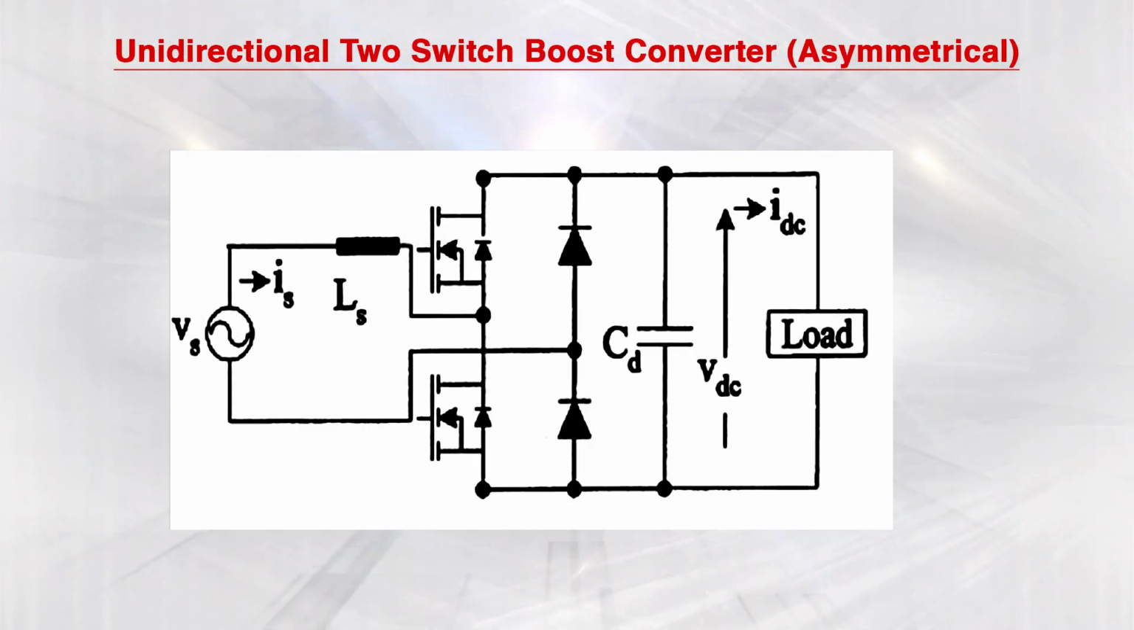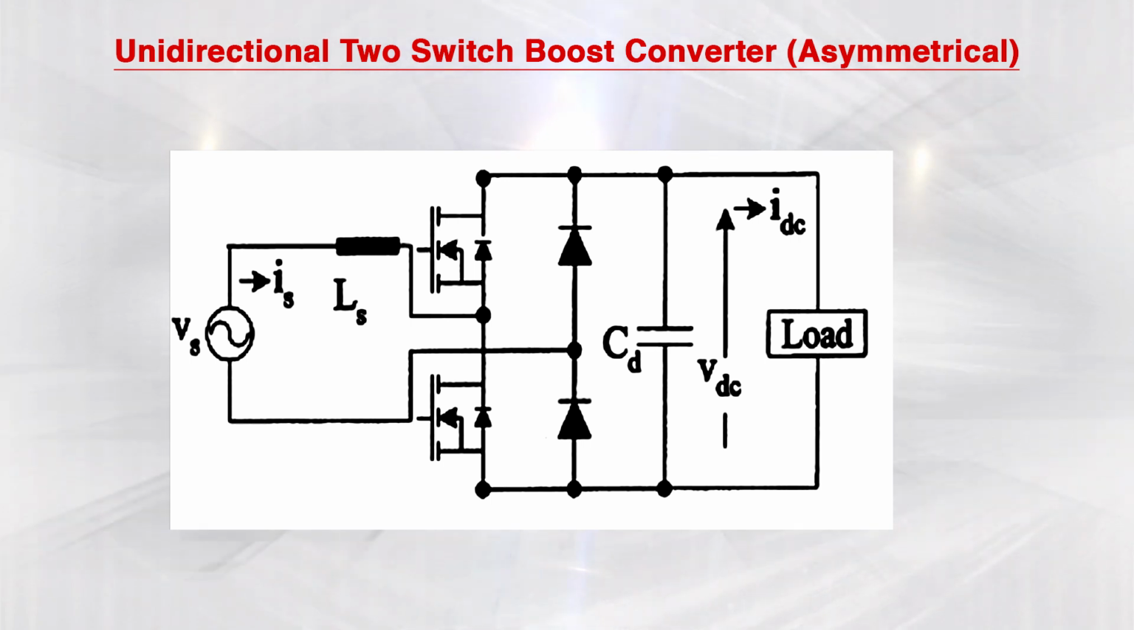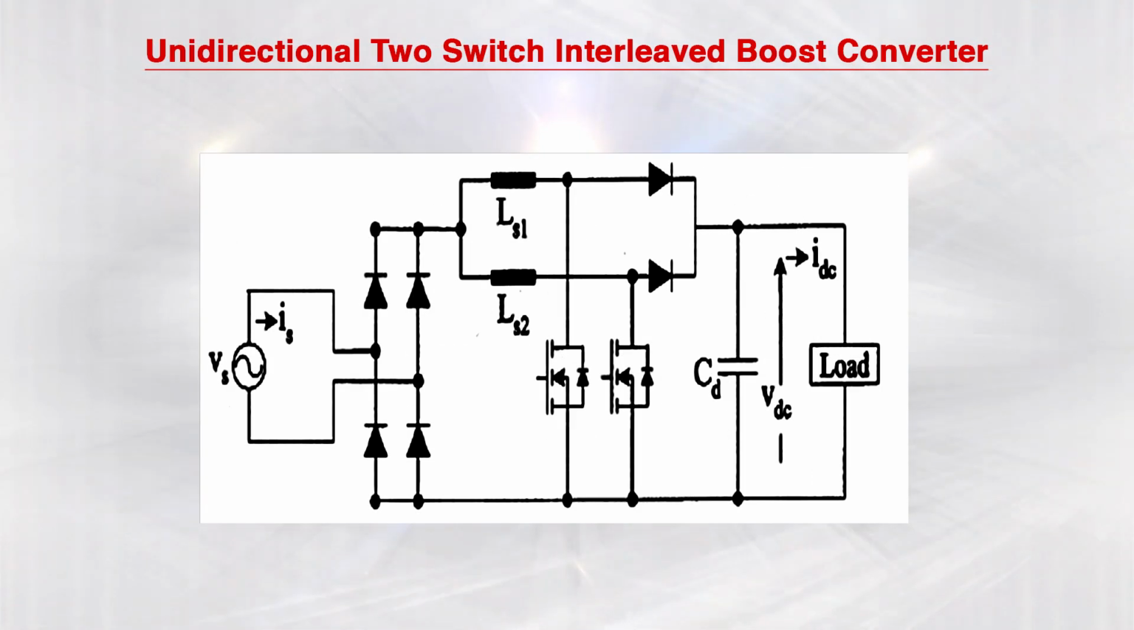We may have unsymmetrical topologies where one leg has the switches only and one leg may have the 2 diodes. If we are connecting these devices in such a manner, then this topology is known as unidirectional. Unidirectional 2 switch interleaved boost converter, whenever the power level requirement at the output side is very high. So, we may connect in an interleaved manner. So, the current could be shared, right.